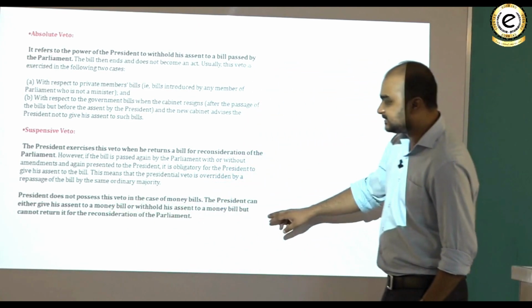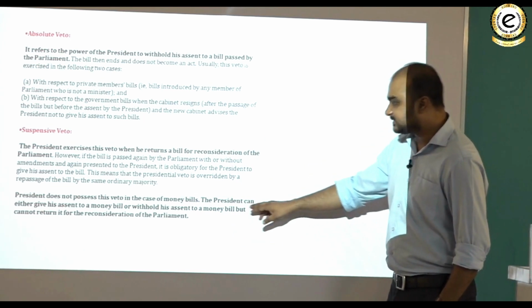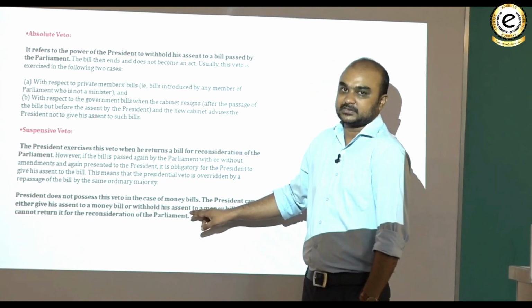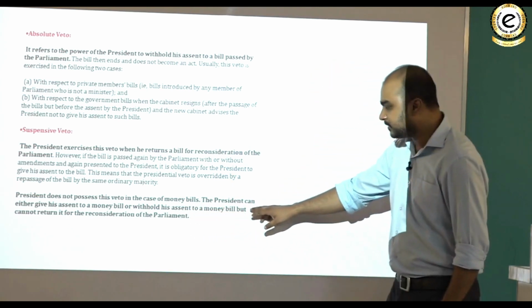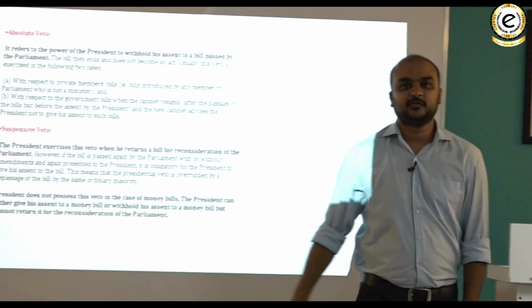President does not possess this veto in case of money bills. Money bills cannot be returned back. The President can either give his assent to a money bill or withhold his assent. It means absolute veto you can do, but suspensive veto you cannot do to a money bill. But bill cannot be returned for the reconsideration of the Parliament.